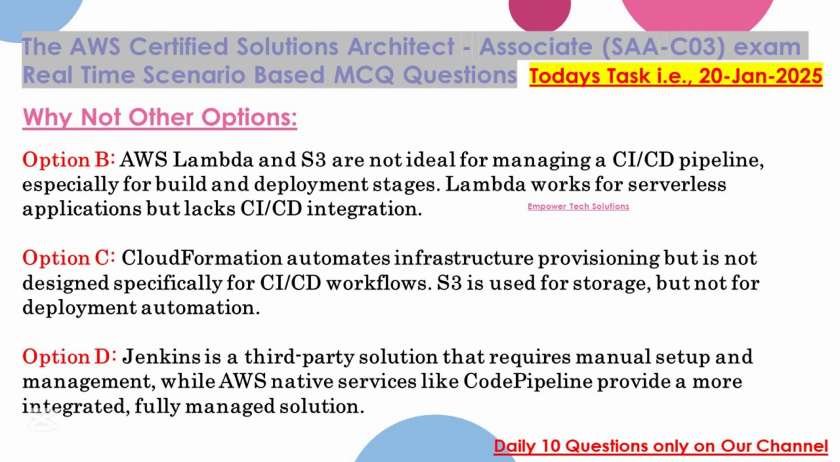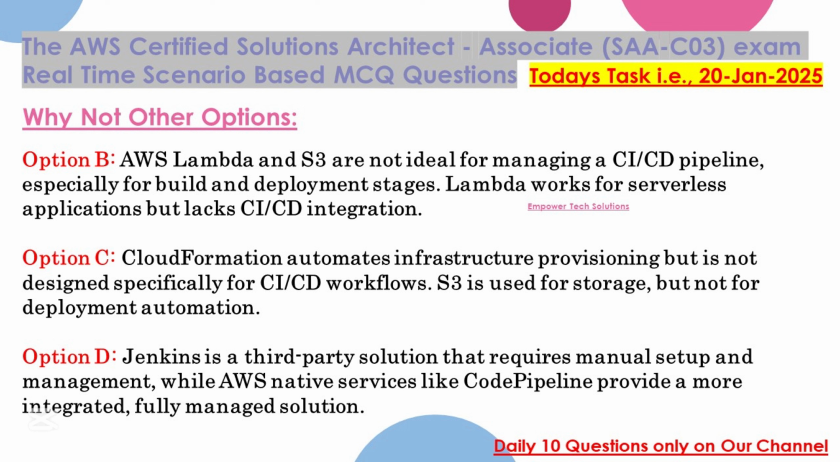Why not other options? Option B, AWS Lambda and S3 are not ideal for managing a CI/CD pipeline, especially for build and deployment stages. Lambda works for serverless applications, but lacks CI/CD integration. Option C, CloudFormation automates infrastructure provisioning but is not designed specifically for CI/CD workflows. S3 is used for storage, but not for deployment automation.